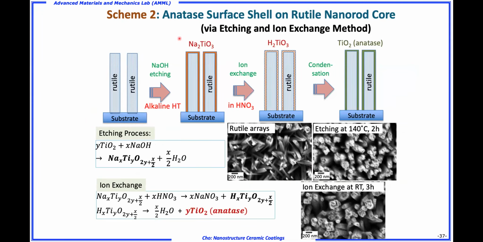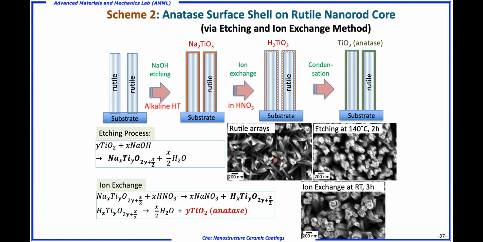And another scheme is possible through etching and ion exchange to generate this anatase surface shell. So in this example, again, we have the rutile nanorod. But through the etching, you can generate this sodium titanate shell layer as shown in this reaction through this alkaline hydrothermal processing. And then by dipping into the nitric acid, there will be some ion exchange. So the sodium is replaced with hydrogen to generate hydrogen titanate on the surface, which quickly transforms into titanium dioxide, which is the anatase phase, through this condensation reaction.